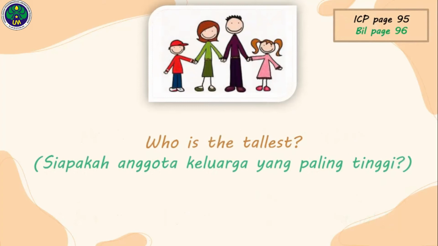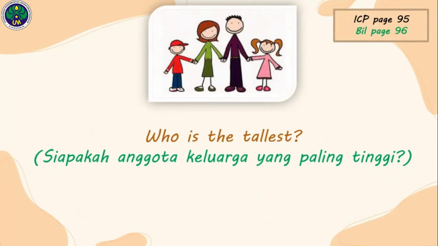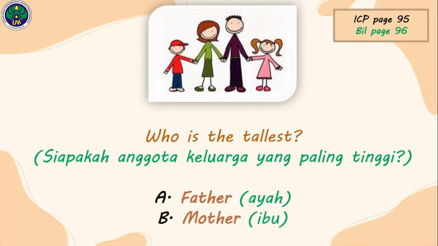Okay, and the third question, who is the tallest? Siapakah anggota keluarga yang paling tinggi? A. Father, ayah. Or B. Mother, ibu. So everyone look at the picture to know who is the tallest among the four family members.